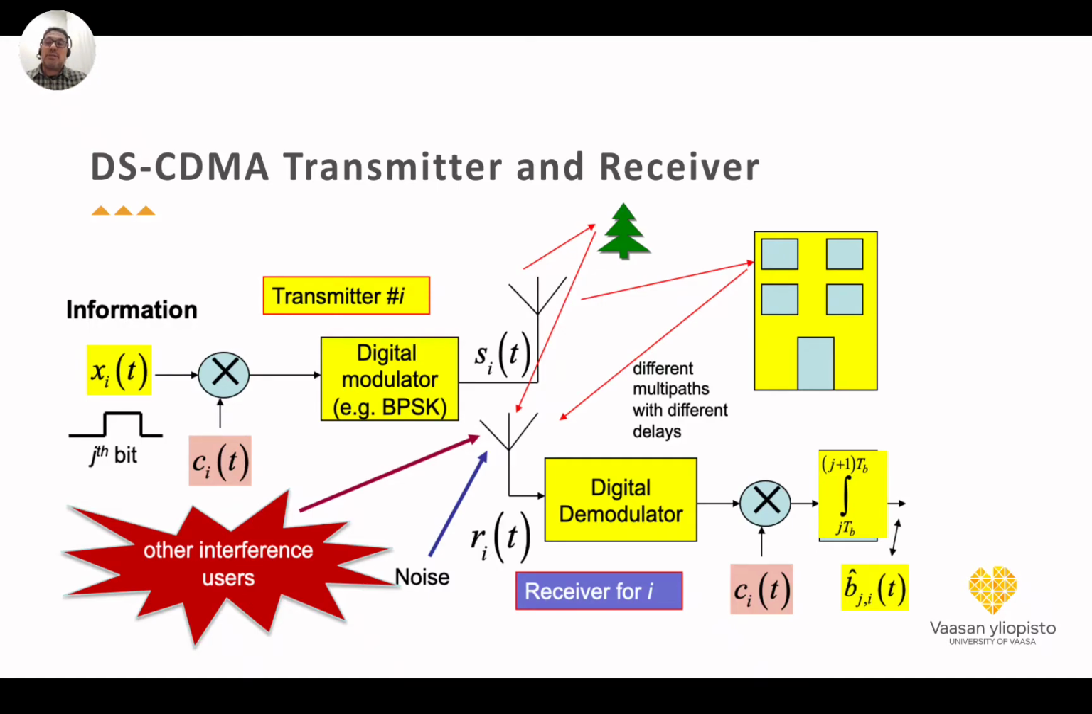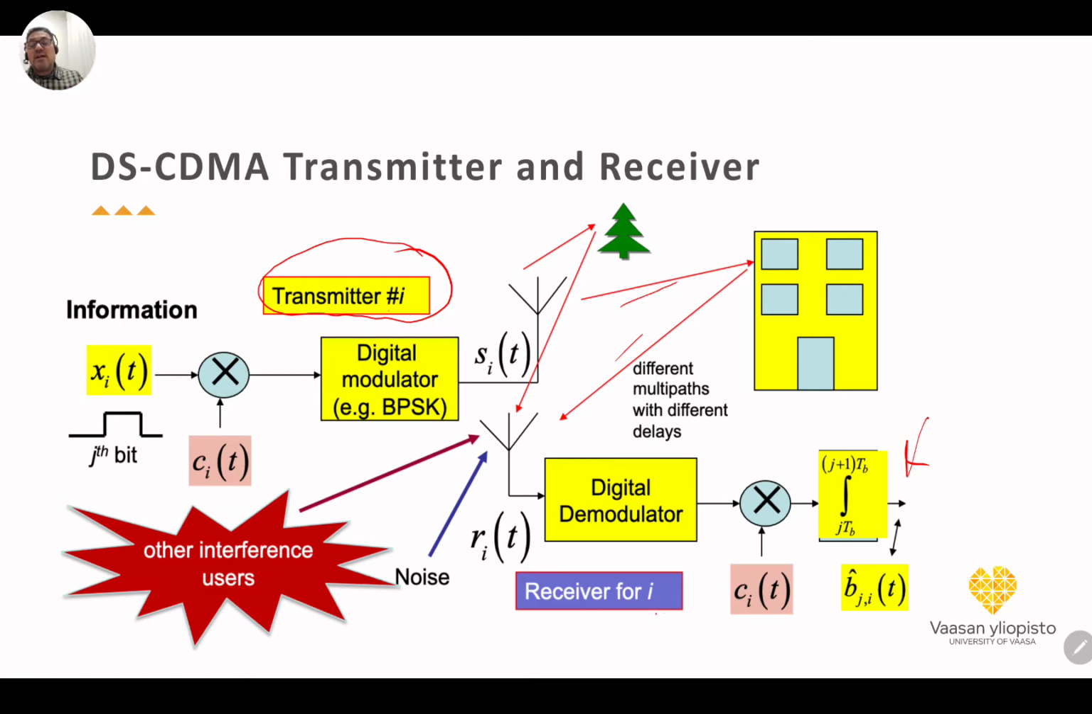So we introduced the CDMA system, direct sequence CDMA, and in the last clip, clip 1, we came to this slide, which indicates that the transmitter and the receiver have some structure indicating the multipath of the signal, as you can see here. And we assumed that we have n different transmitters, and this is only transmitter number i, and this is receiver number i.